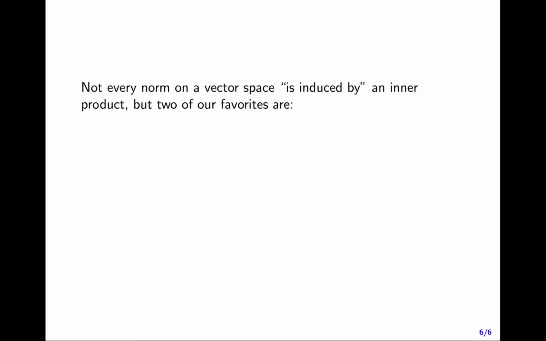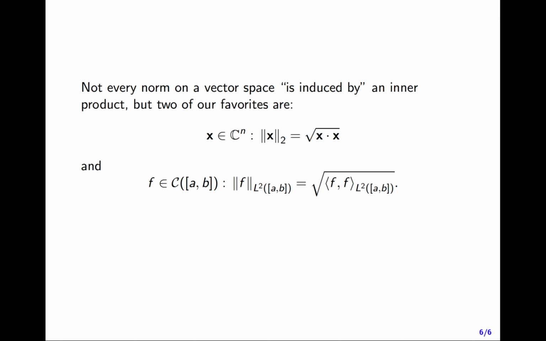Not every norm on a vector space is induced by an inner product in this sense, but at least two of our favorites are. So remember, if I have a vector x in Cn, then the 2 norm of x is in fact the square root of the dot product of x with x. And if I have a function f in the continuous functions on a to b into the complex plane, then the L2 norm of f, as we met in the previous video, is the square root of the L2 inner product of f with f.